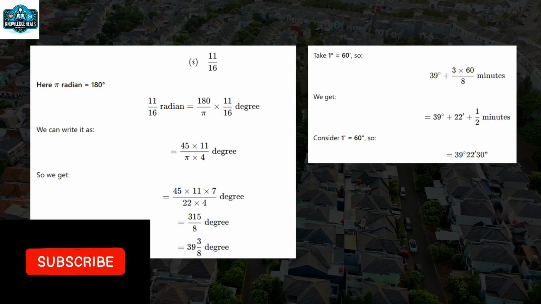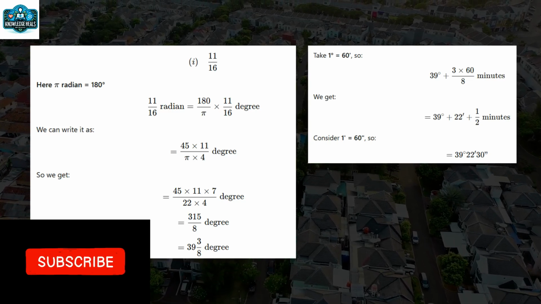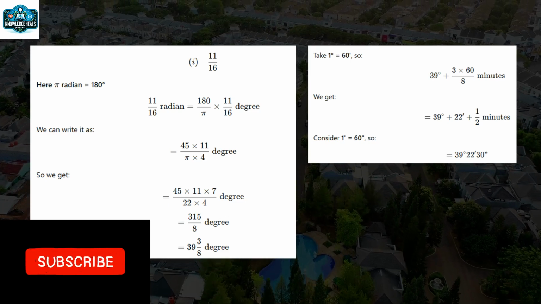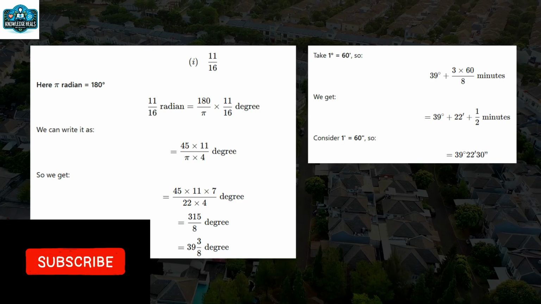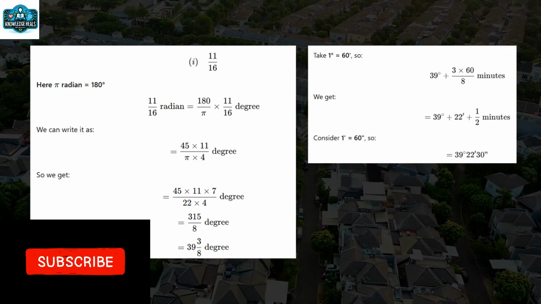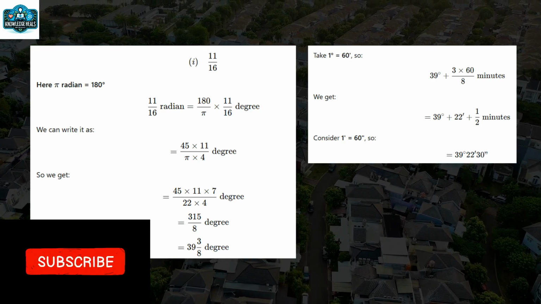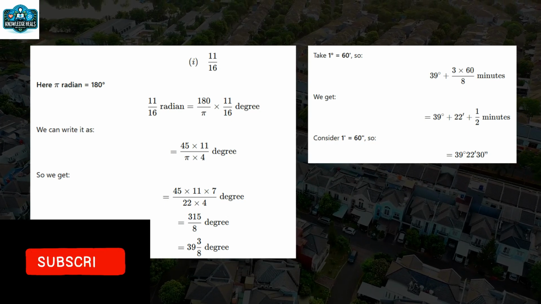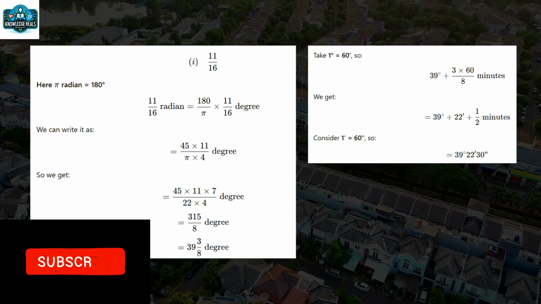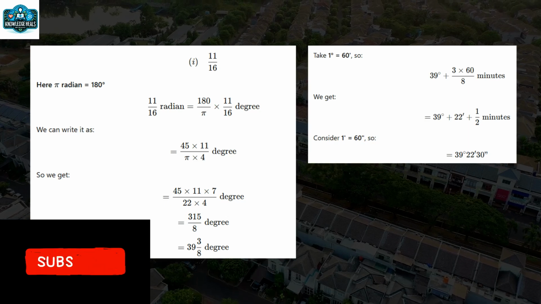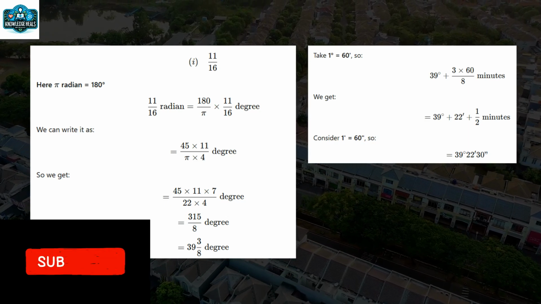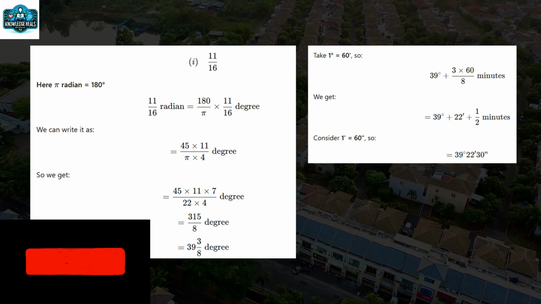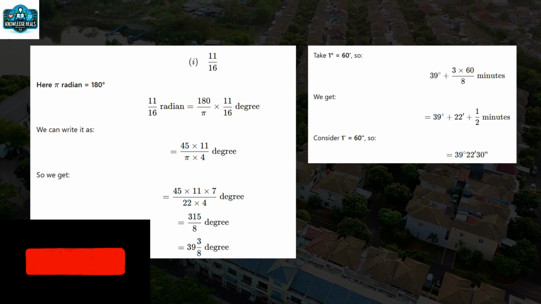Let's solve our first question, 11 by 16. First we will multiply by 180 by pi into 11 by 16, so it can be converted into degrees. As we simplify, we get 45 into 11 by pi into 4 degrees. So we get 45 into 11 into 7 by 22 into 4, which is equal to 315 by 8 degrees. It becomes 39 and 3 by 8 degrees. As we convert, it gets 39 degrees plus 3 into 60 by 8 minutes. We get 39 degrees plus 22 minutes plus 1 by 2 minutes. Hence the final answer becomes 39 degrees 22 minutes 30 seconds.